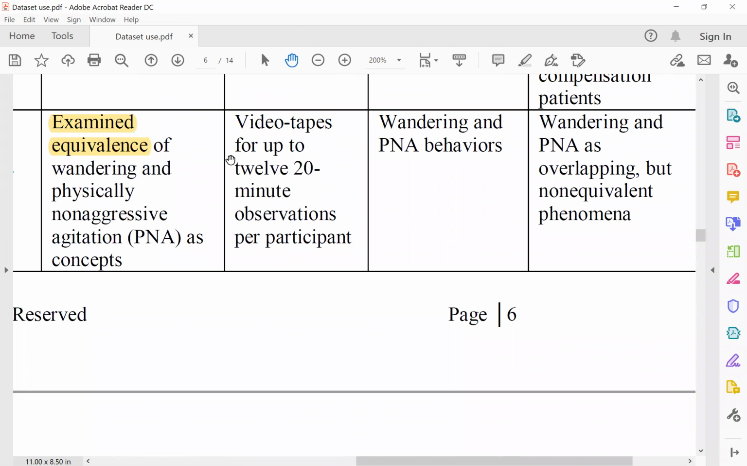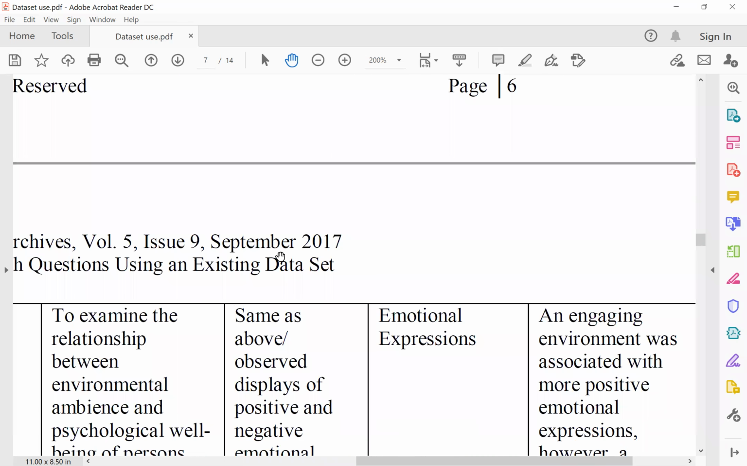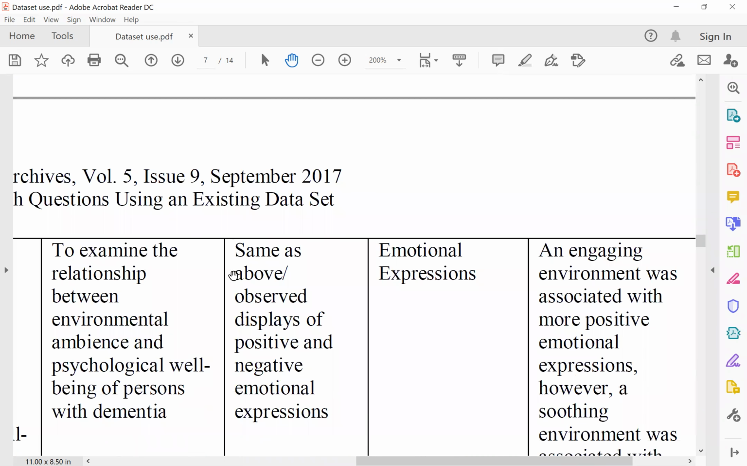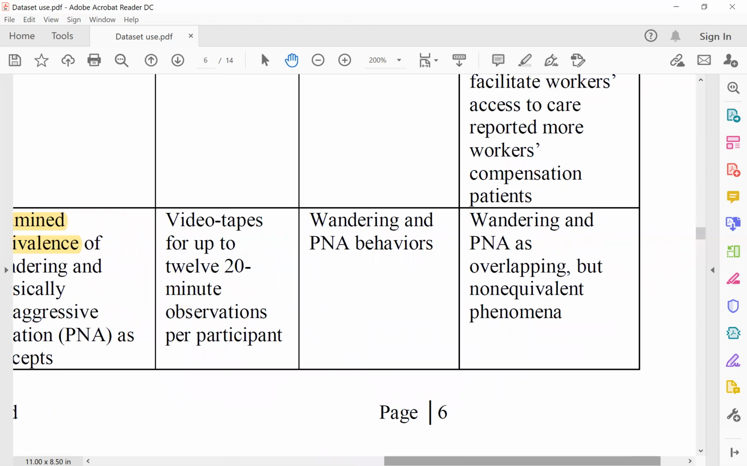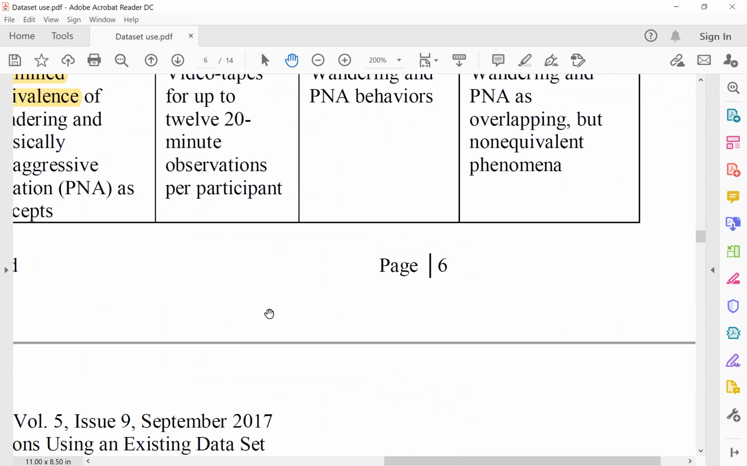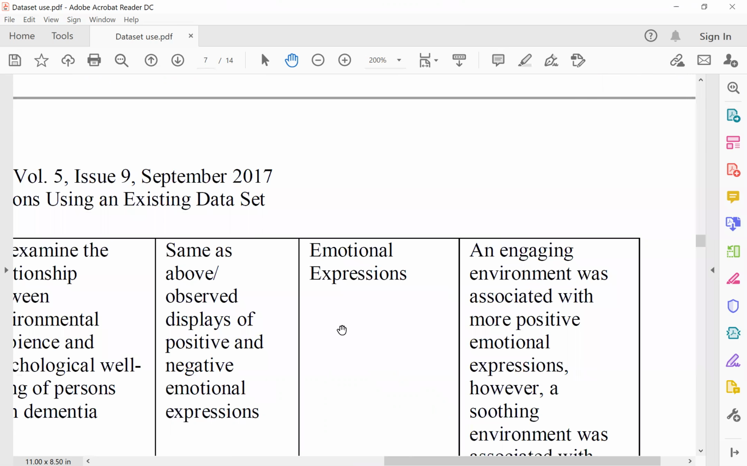In the parent study, they videotaped up to 12 twenty-minute observations per participant. In the secondary, they did the same. They observed displays of positive and negative emotional expressions. So they tested the wandering and PNA behaviors in the parent study, and here they tested the emotional expressions.